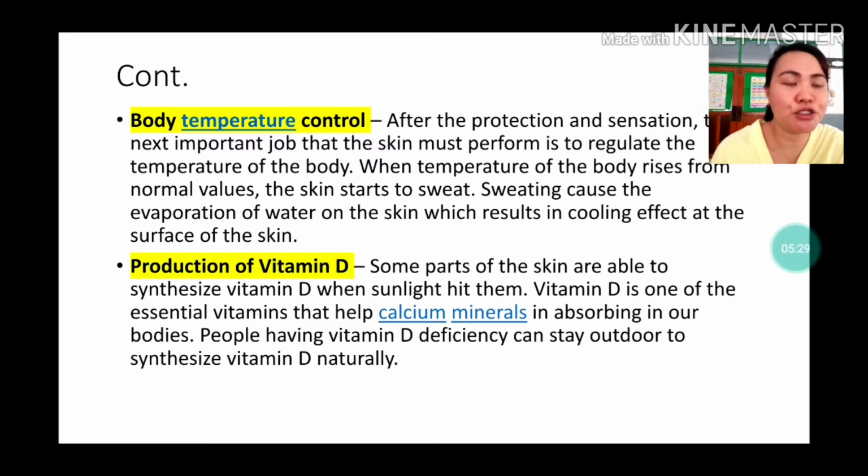Vitamin D is one of the essential vitamins that help in absorbing calcium and minerals in our bodies. People having vitamin D deficiency can stay outdoors to synthesize vitamin D naturally. So we need sunlight every day in order for our skin to produce vitamin D.